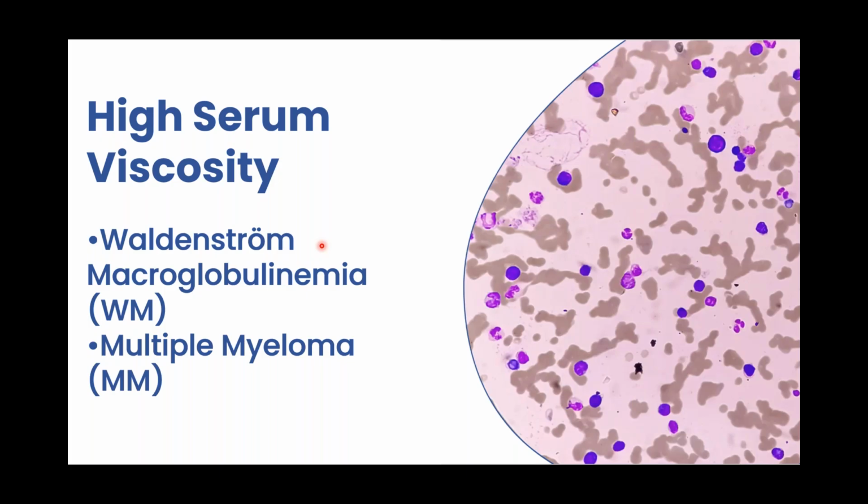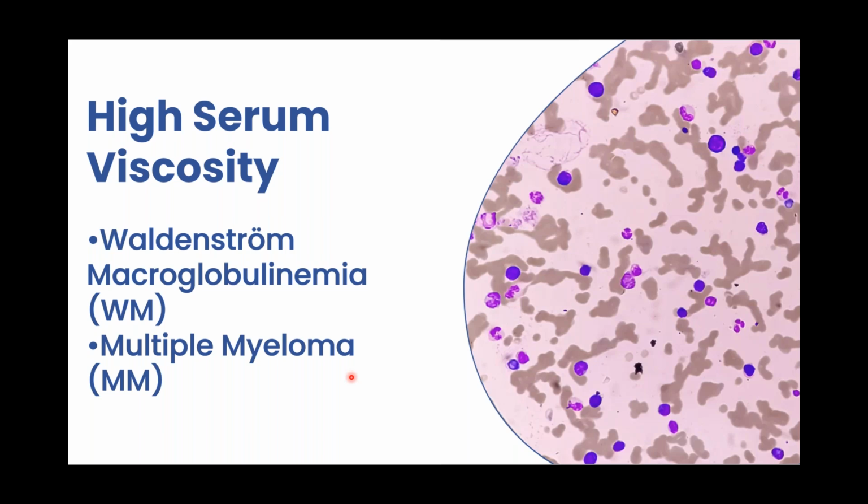macroglobulinemia and multiple myeloma. So with these conditions, there's a cancer in the blood, which leads to an overproduction of immunoglobulin proteins, and that increases the serum viscosity. And of course, this can lead to hyperviscosity syndrome.